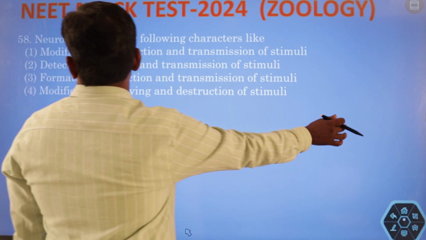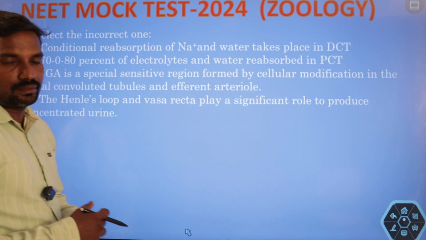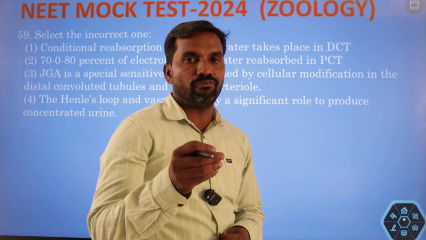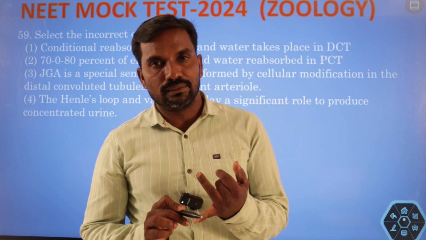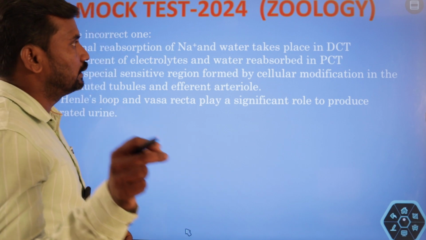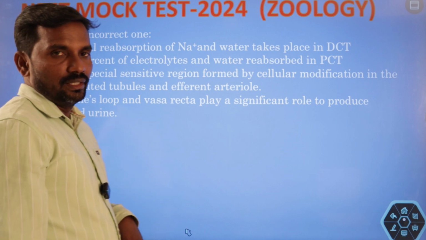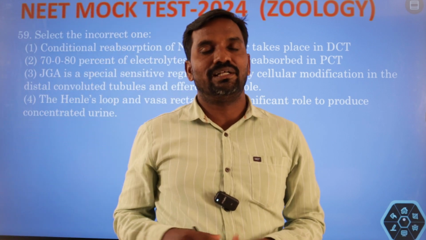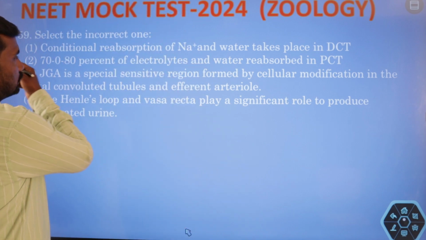So question number 59. Select the incorrect one. This is the most important concept from the functions of tubules. Either we can ask it from urine formation or from functions of tubules. So we need to read each and every line clearly. NCERT lines are proper, simple for our question. If I ask more than 5 to 6 statements, we can get a little confused. So this is a direct question from the functions of tubules.